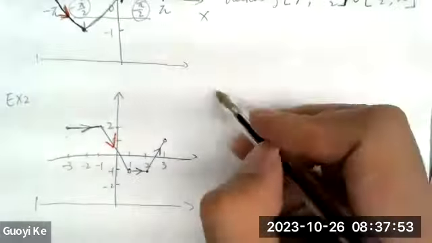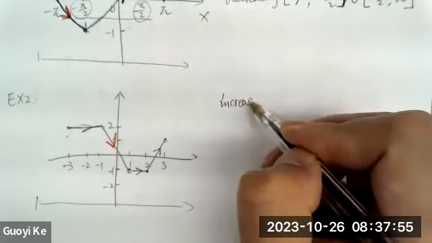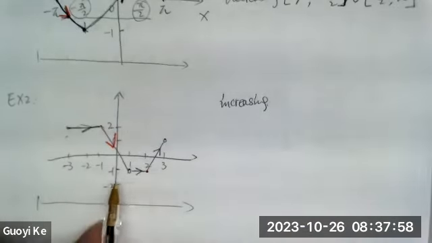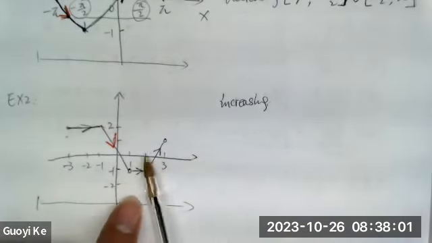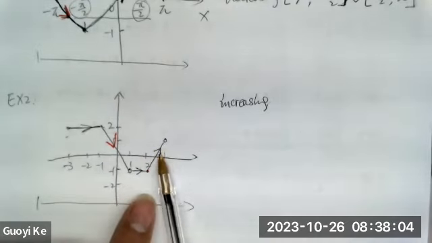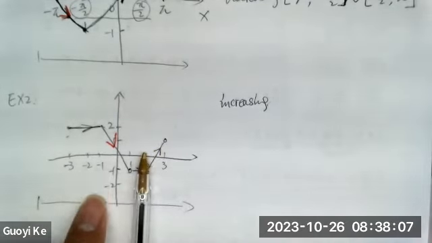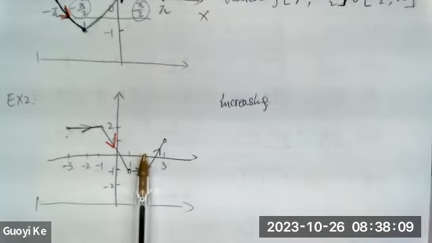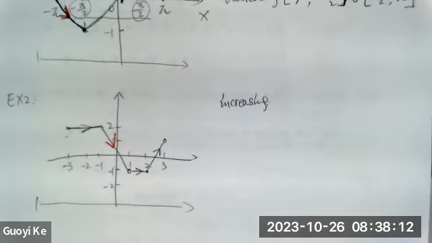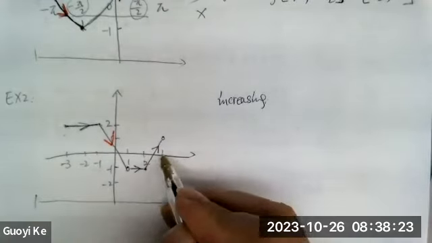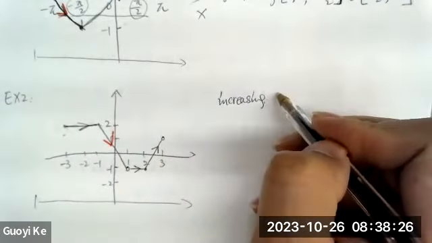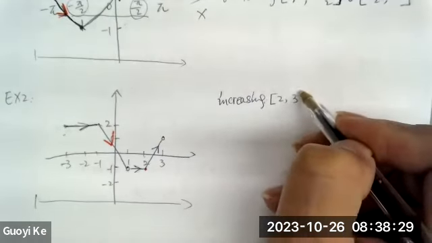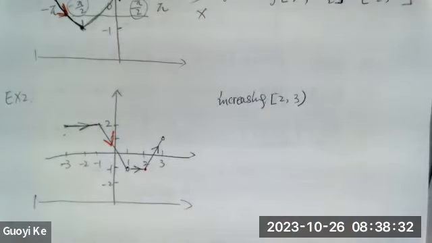Now, what is increasing? Can we find where the arrow is up? It's here. So we're going to check the x value. Be careful, the interval is always about the x value, not about the y value, okay? Make sense? It's from 2 to 3. So from 2 to 3, use round brackets.